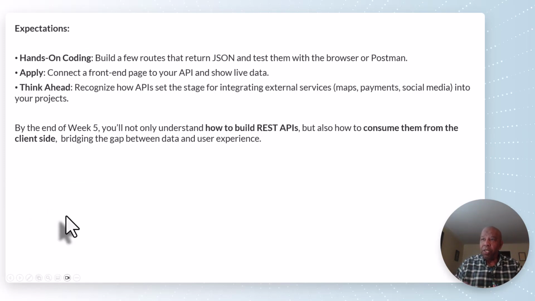We're going to be doing some hands-on coding, building a few routes that return JSON. We're going to connect a front-end page to your API and have it show live data. And we're going to recognize how APIs set the stage for integrating external services, maps, social media, and other features into your application that you may need to make it more user-friendly.